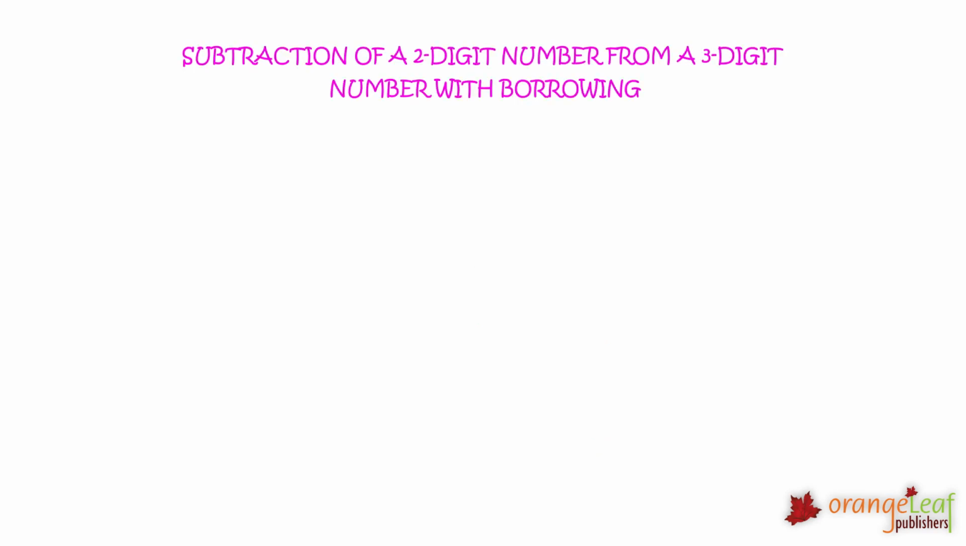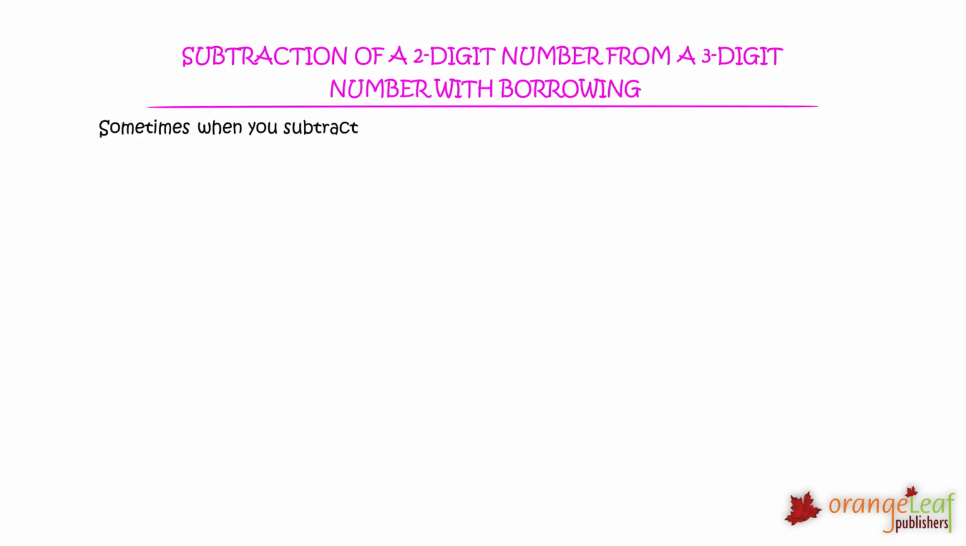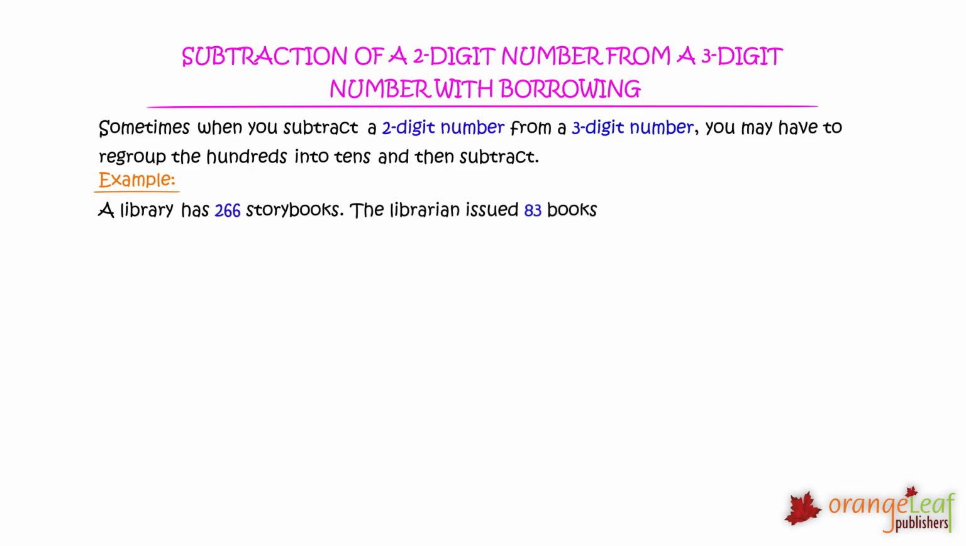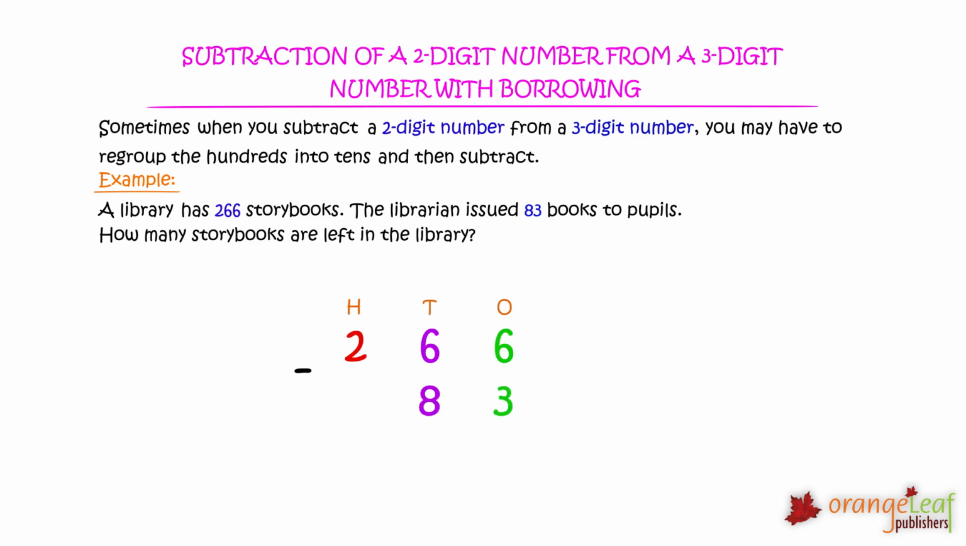Subtraction of a 2-digit number from a 3-digit number with borrowing. Sometimes when you subtract a 2-digit number from a 3-digit number, you may have to regroup the hundreds into tens and then subtract. Let us understand this with an example. A library has 266 storybooks. The librarian issued 83 books to pupils. How many storybooks are left in the library? Write the numbers vertically. That is 266 minus 83.